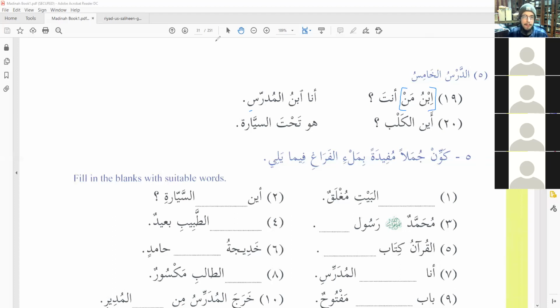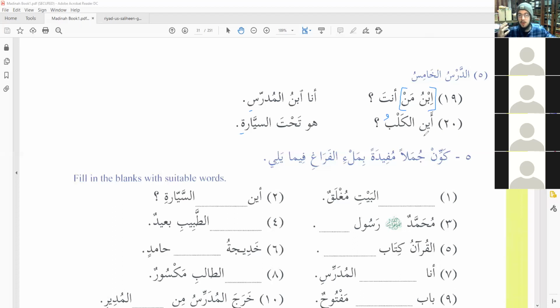And someone from the Sayyid family, you can do rock, paper, scissors to decide who if you want. Number 20. Ain al-kalbu huwa tahta as-sayyarati. Fantastic, mashallah. And good teamwork there. So, ain al-kalbu, where is the dog? It may throw you for a curveball because it's way simpler than all the other questions in the whole exercise.